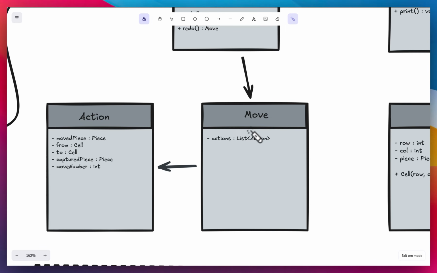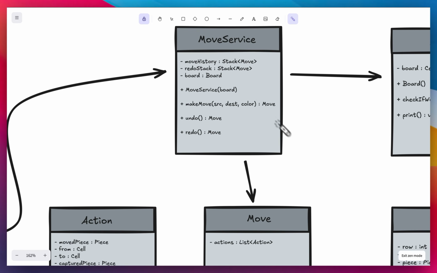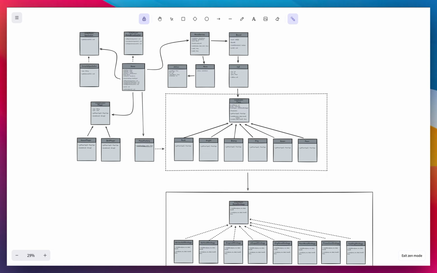So basically, when I perform castling, we would have two different actions, and that's the reason why I have made one move class which will store a list of actions performed in that move. I have stored this move into the stack so that I can store the entire history in order to have the undo function, and in order to have the redo function I have the redo stack. So I hope you understood this class diagram.